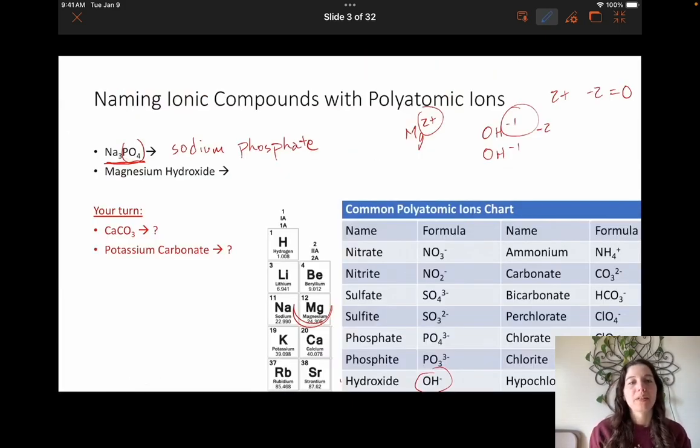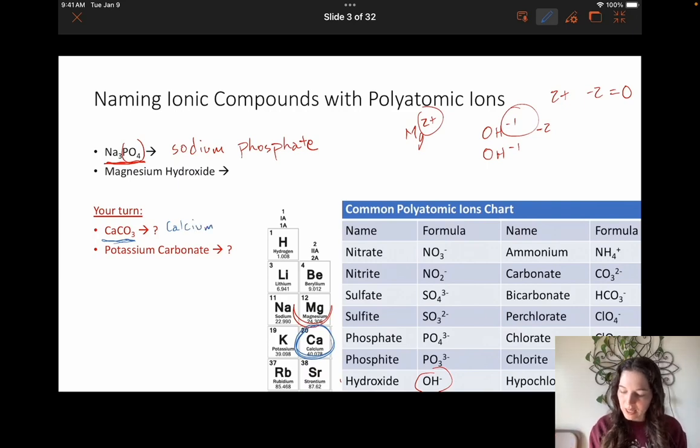All right, now it's your turn. Let's see if you can name this chemical compound right here with a polyatomic ion in it. You will probably need to use your periodic table and your polyatomic ion chart on the screen. So if we look at the periodic table, this is calcium right here, so calcium.